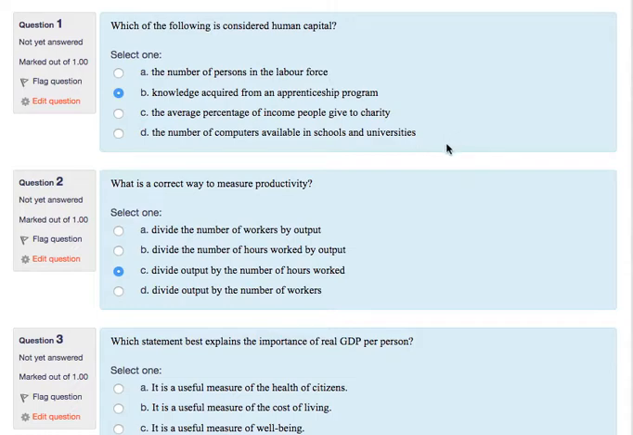What is a correct way to measure productivity? Well, if we divide the number of workers by output, does it make sense? We want to look at total output and divide it by something. And then if we divide output by number of hours worked versus number of workers, number of hours worked makes more sense, because we'll see in question 4 in this version of the quiz that otherwise it's very hard to compare the productivity of two different people if they're not working the same amount of hours.